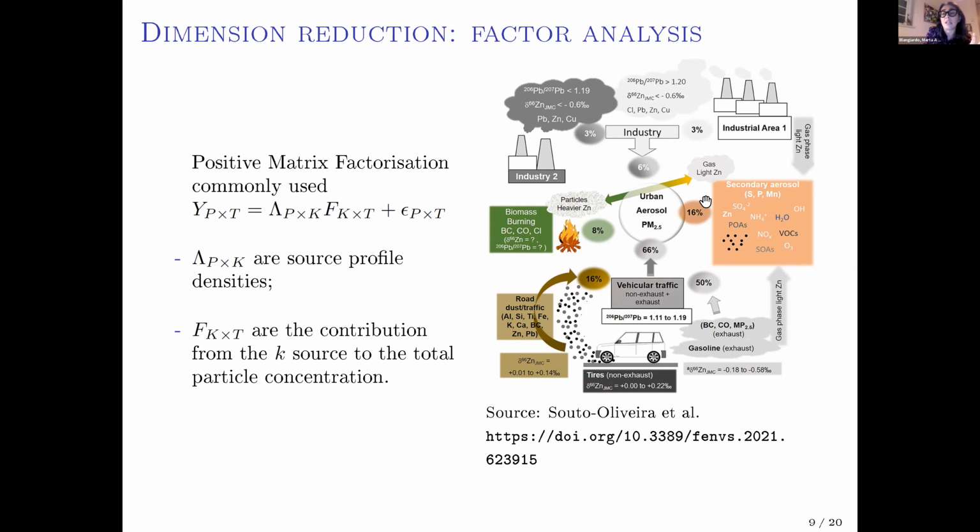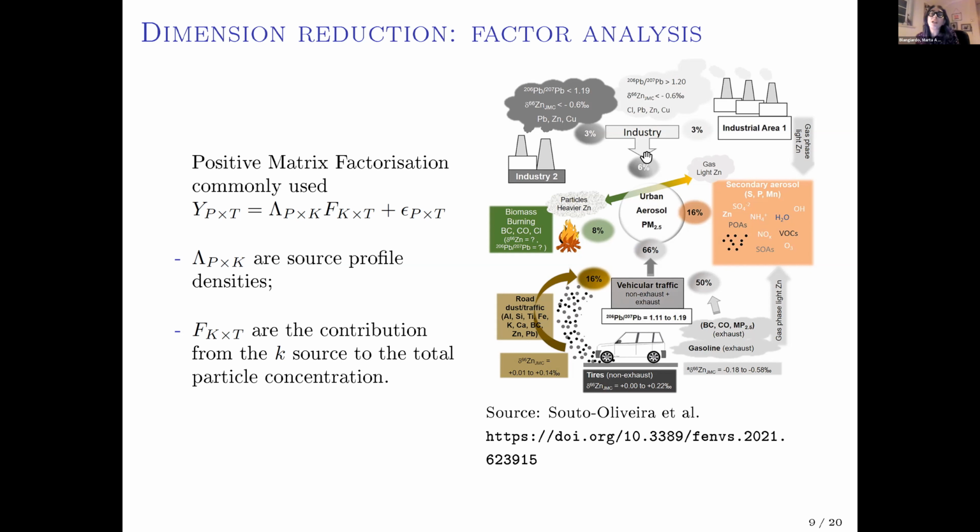So basically 16% of the concentration comes from secondary aerosol, 66% comes from vehicular traffic, but you can even disentangle the tailpipe emissions and the ones which are non-exhaust, which I find really interesting. This actually is a big component. So it's the tire, for instance, on the road and scratching the road and getting particles out of that. And then you have industry and so on.